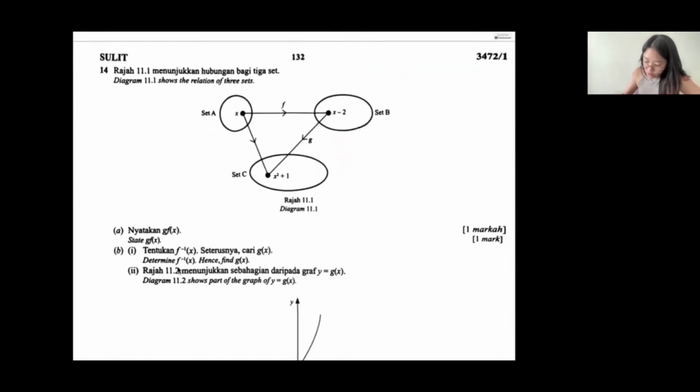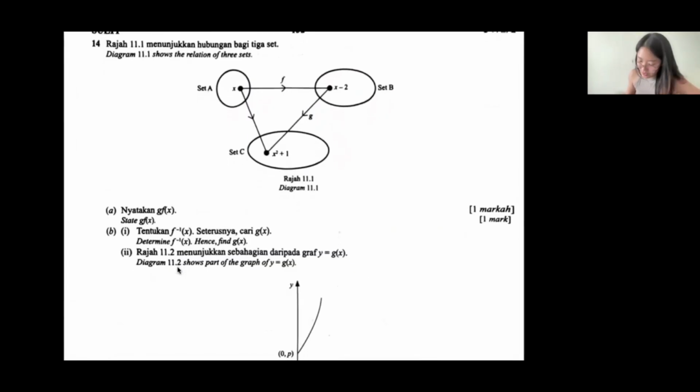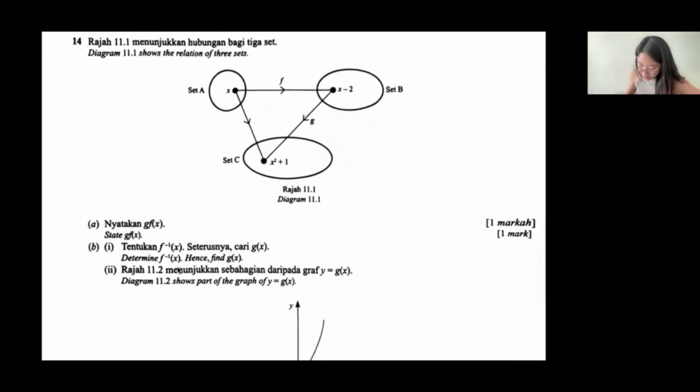Okay, the second last question, 14. This is functions, very obvious. We need to determine what is inverse f and find gx for part 1. Oh, sorry, I missed A. A is gf(x), composite function.